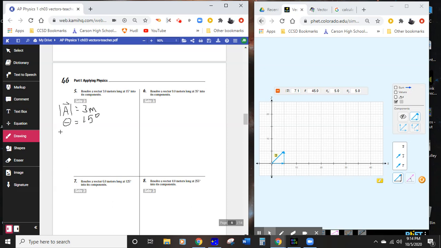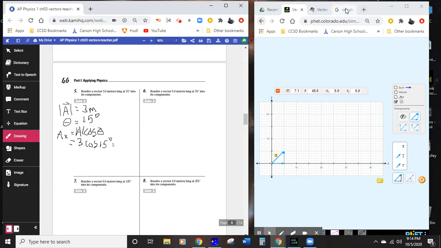To put it into component form, we'll go A_x is equal to A, the magnitude, times the cosine of theta. The magnitude would be 3, so we would say 3 times the cosine of 15 degrees. I'm going to put down here 15 degrees. Let's see what that equals.